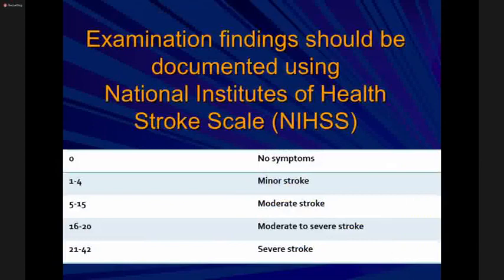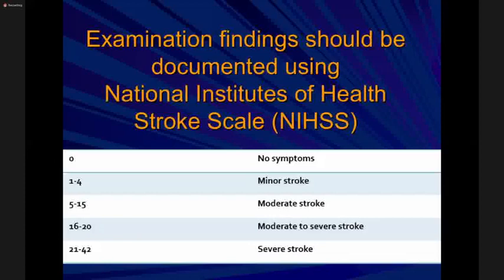So when you examine patients with stroke, you need to have scales, because for anything that we document, there has to be a system. The scale that we use to examine a stroke patient is called NIHSS, National Institutes of Health Stroke Scale. It is available on the net, and one has to practice using NIHSS. When we examine, if NIHSS is 0, then no symptoms. If it's a minor stroke, it's 1 to 4. It goes up to 42. If it's 5 to 15, then moderate stroke.